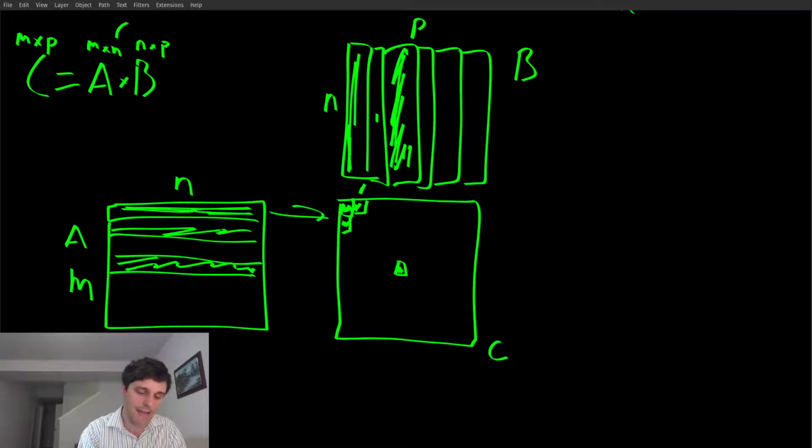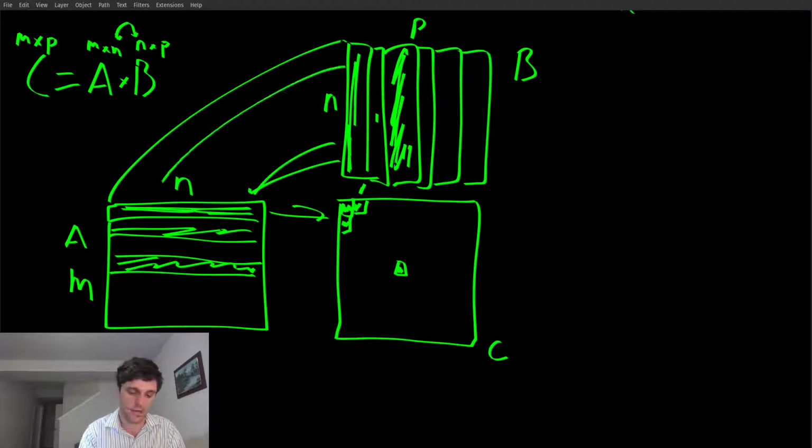These n's have to be the same, because the inner products have to work here. So the number of columns in A has to match the number of rows in B, or that won't work. And then the output also lines up. This is m because this is m. This is p because that's p up there. You see that? So the n dimension, the inner dimension of the matrix multiply, gets in some sense squished away in the output matrix.